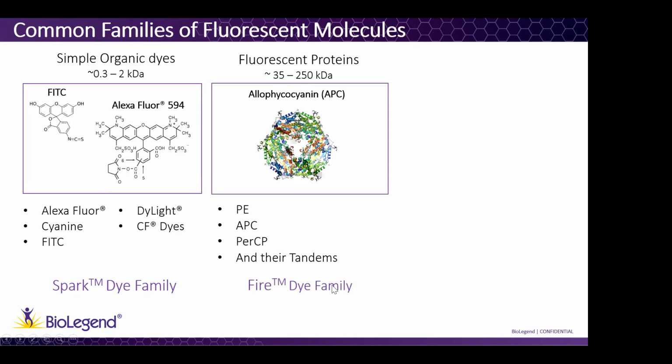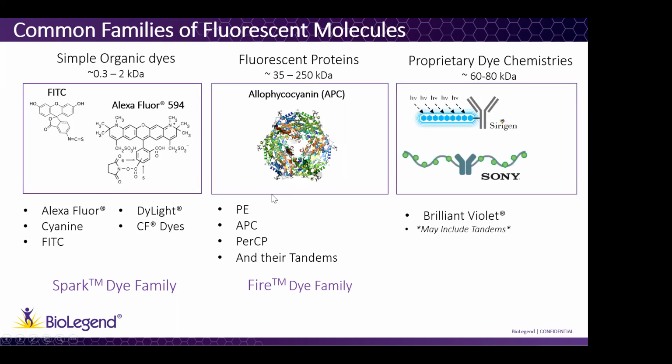And our Fire dye family, they are protein dyes. And then lastly, we have proprietary dye chemistry. So here, for instance, we have Brilliant Violet and its tandems. So this Brilliant Violet is a polymer dye, and then our new dye KIRAVIA is also in the same category, but it's a different chemistry. So it's a Sony technology and it's a multimer.